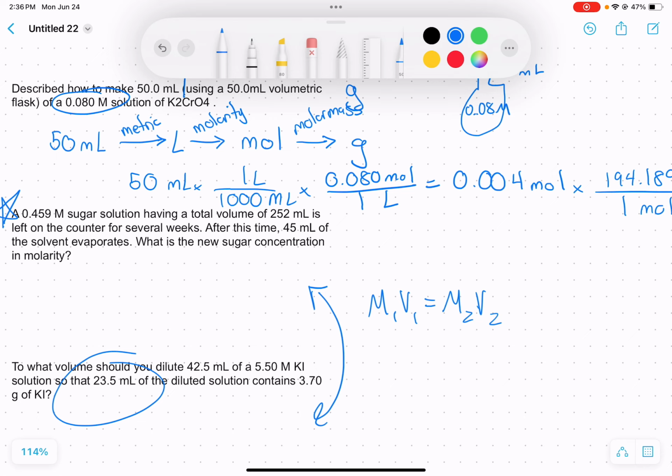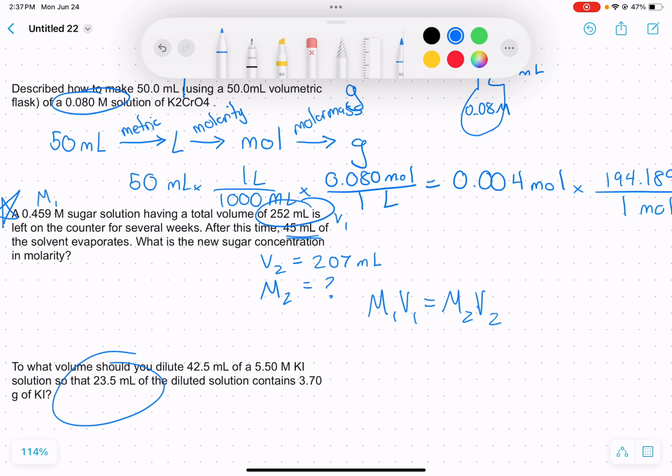This first one, the reason why people would struggle with this is because you're actually losing volume. They're saying that you put a container out. This is your original molarity and your original volume. And then you let it sit on the counter, and you lose 45 milliliters. Okay, so what does that mean your new volume is? Well, your new volume is 252 minus 45, or 207 milliliters. It evaporated, and now it's 207 milliliters. And they want to know, what's the new molarity?